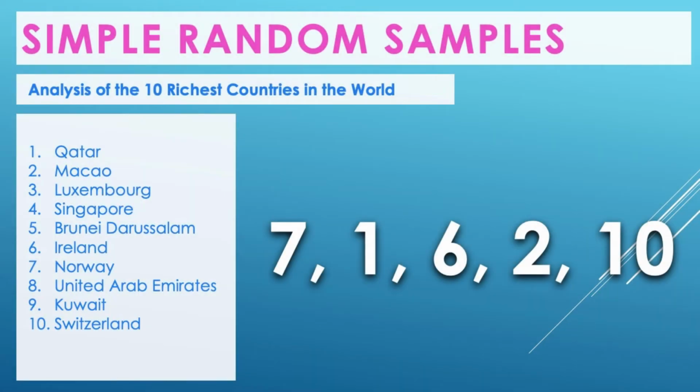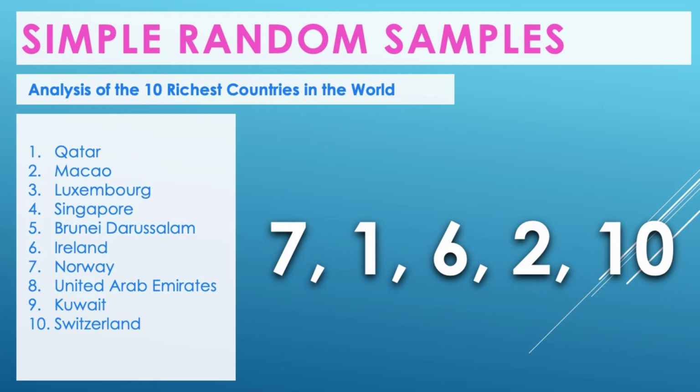Well, let's say that you wanted to write a research paper on the 10 richest countries in the world, but your professor tells you that you can only analyze like 5 distinct cases or something. So you have to ask yourself, okay, well, how do I choose the 5 random countries out of this list of 10 that I'd want to analyze? And really, this is pretty simple, right? You could gather your list of cases. So your population of interest would be the 10 richest countries in the world.